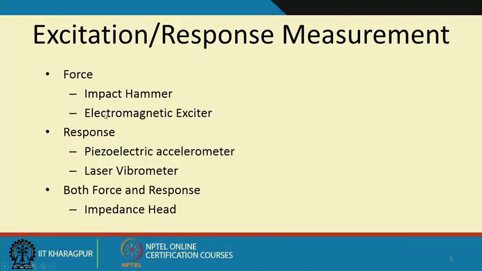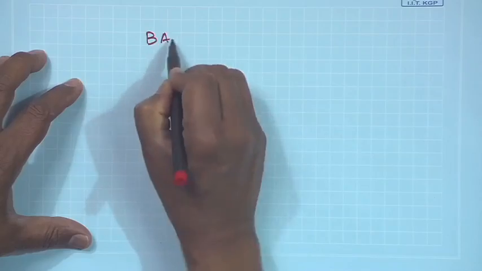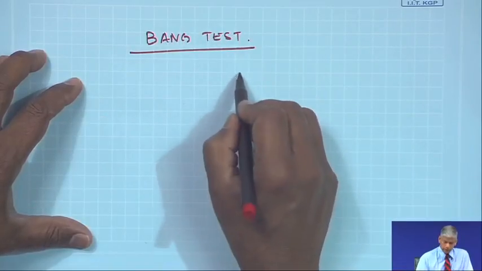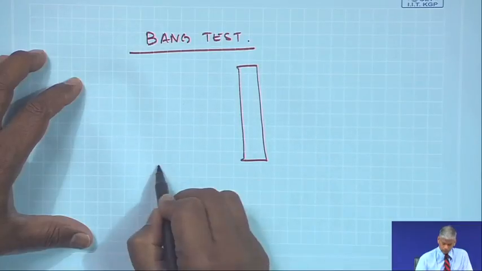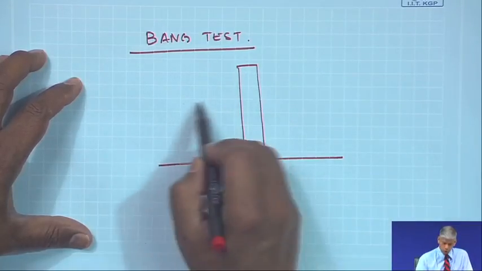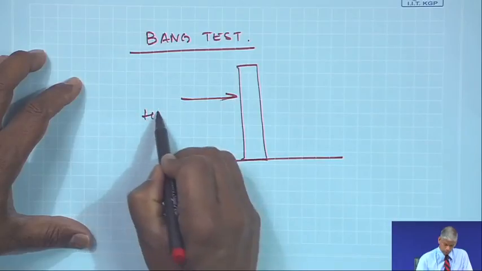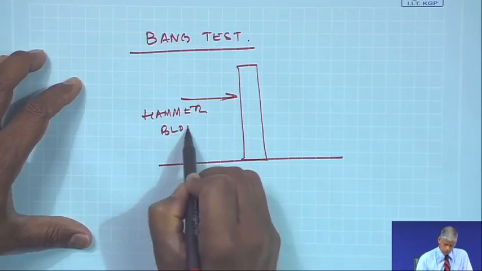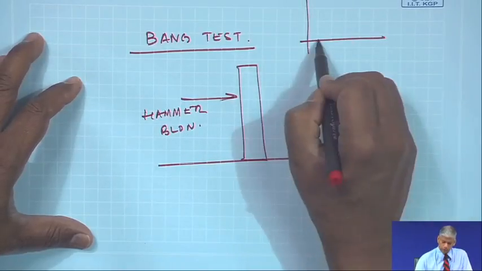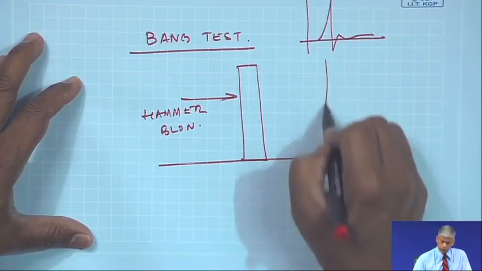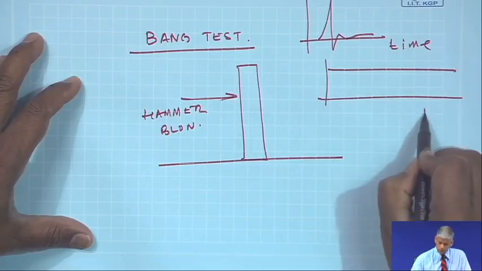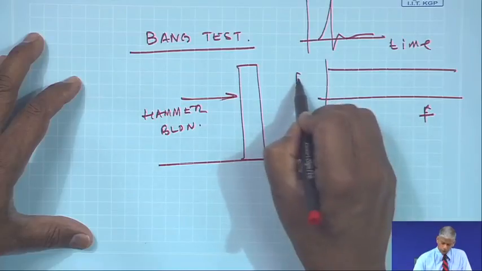So, in summary, to give forces to a system, I can either have an impact hammer or an electromagnetic exciter. And you must have heard of what is known as a bang test. A bang test is where we just excite the structure with a hammer blow. Basically, this means it is giving an impulse, and in the frequency domain, an impulse would look like a flat response.